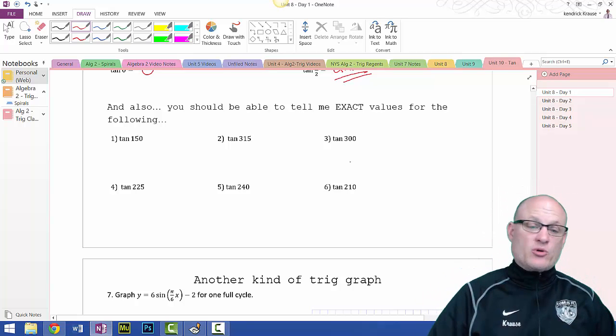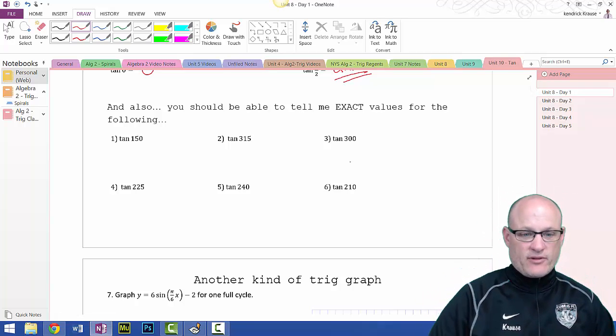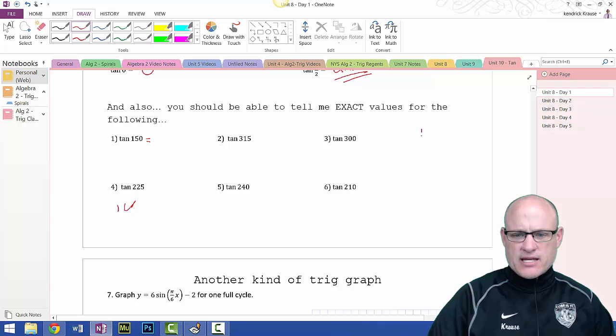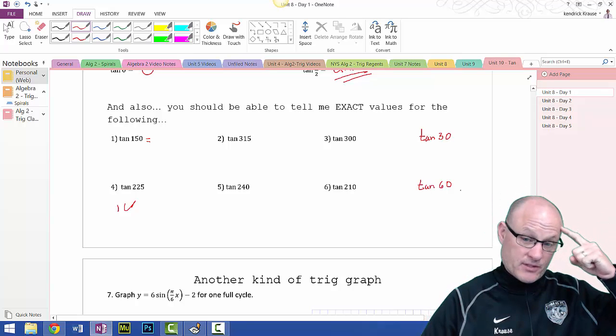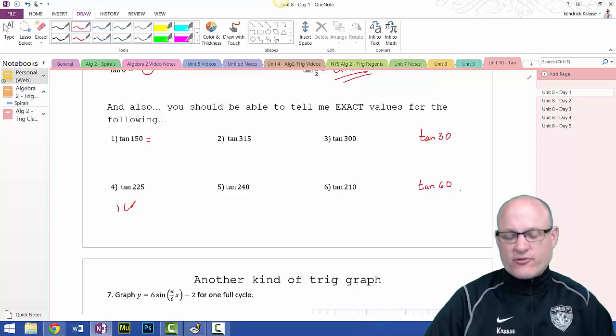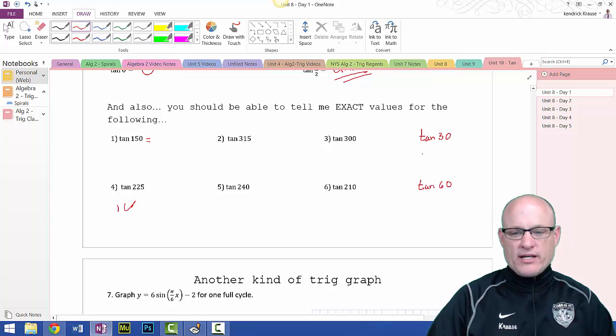I also expect that you will have these memorized. Okay, so I want you to memorize the tangent of 150 degrees. Well, let's talk about first the tangent of 30 degrees and the tangent of 60 degrees, because these are the two I expect you to have memorized and locked down, because they'll give you tangent of 150 because it's the same reference angle. So isn't tangent of 30 really the sine of 30 over the cosine of 30?